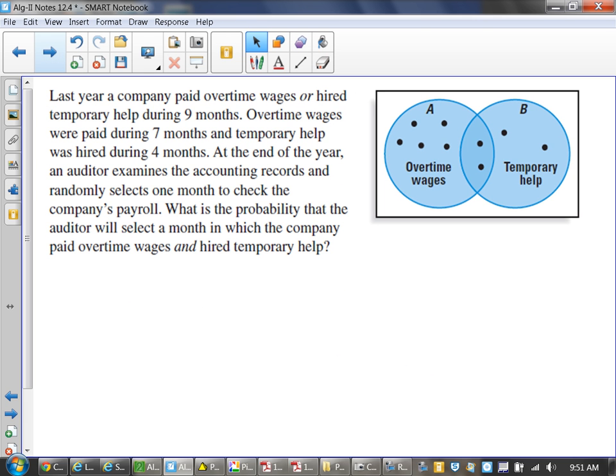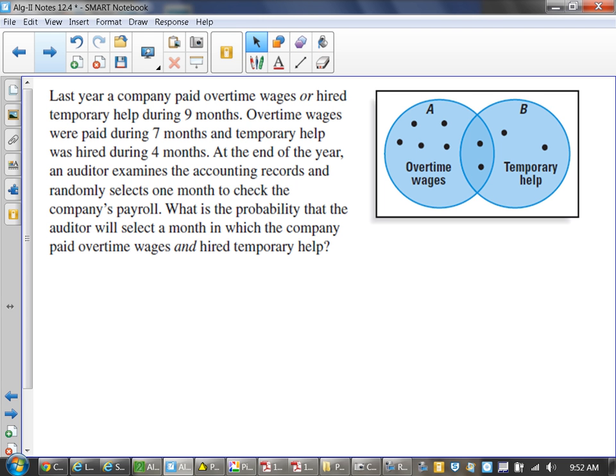Now's where it gets a little bit more interesting. Last year, a company paid overtime wages or hired temporary help during 9 months. Overtime wages were paid during 7 months, and temporary help was hired during 4 months. At the end of the year, an auditor examines the accounting records and randomly selects 1 month to check the company's payroll. What is the probability that the auditor will select a month in which the company paid overtime wages and hired temporary help?